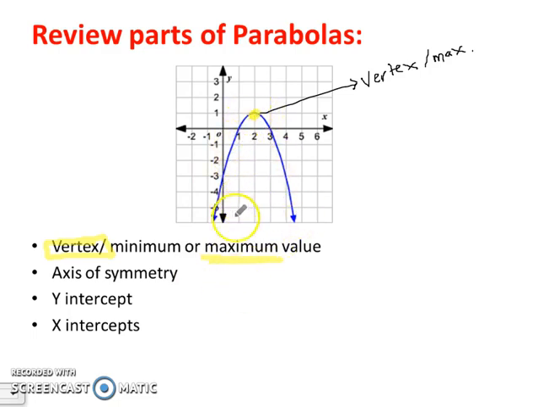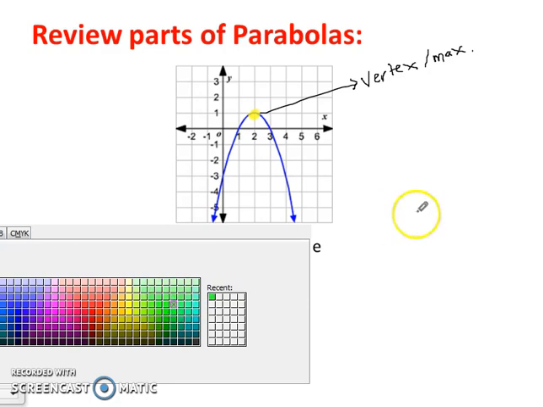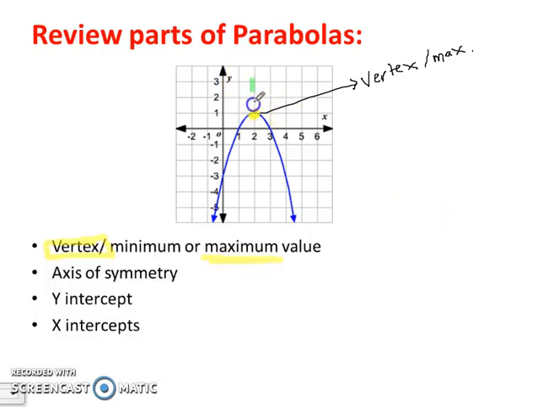point on the parabola. Then we've got the axis of symmetry, which, remember, the axis of symmetry is just that invisible line that divides our parabola in half, if you will. It's a mirrored image. So this is our axis of symmetry.